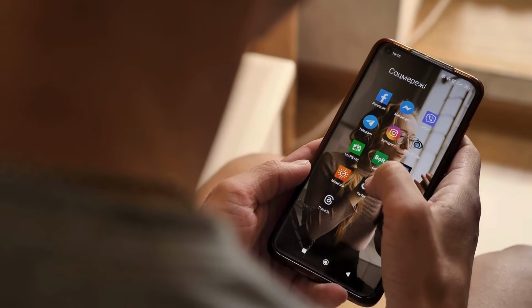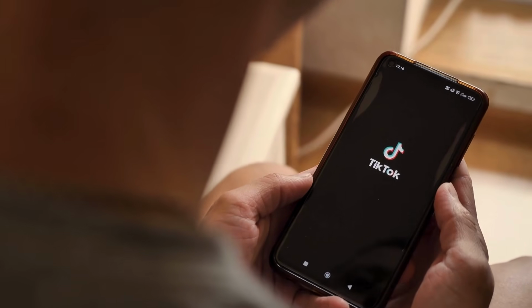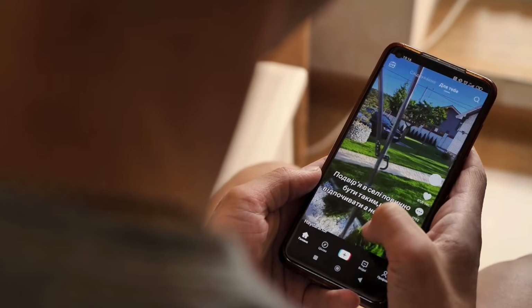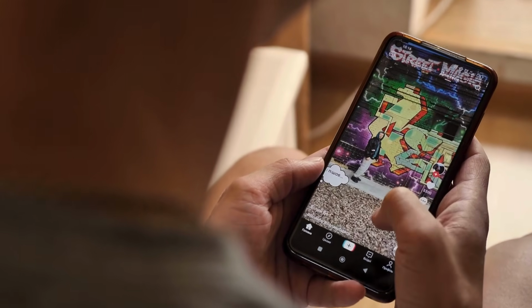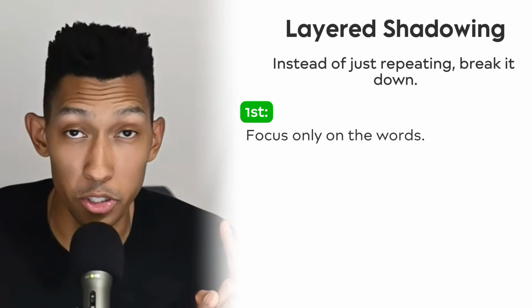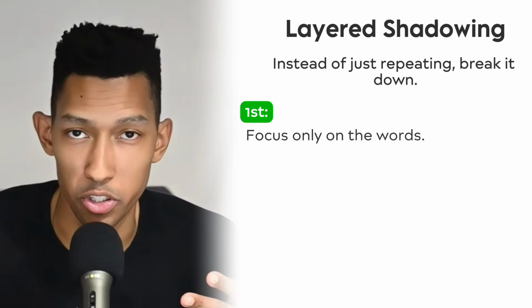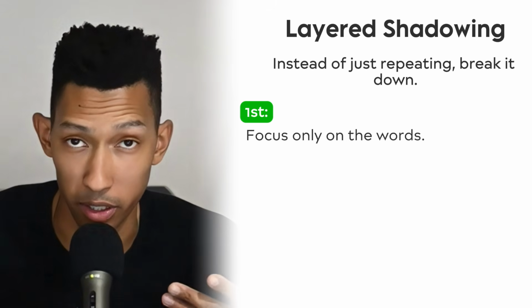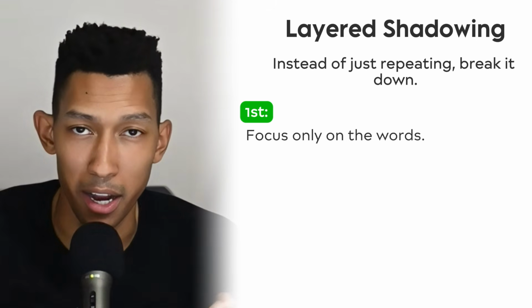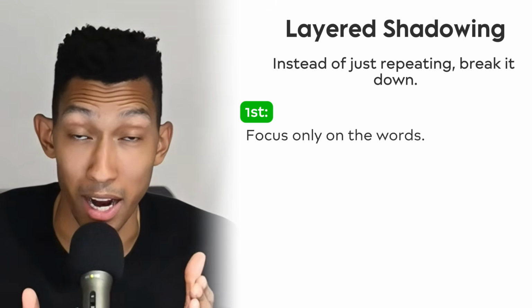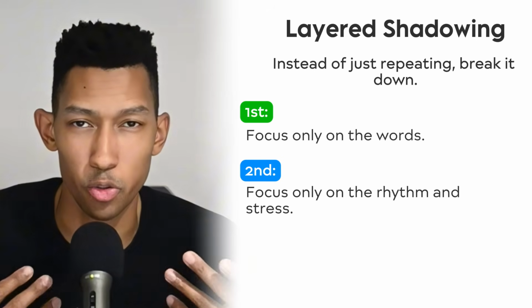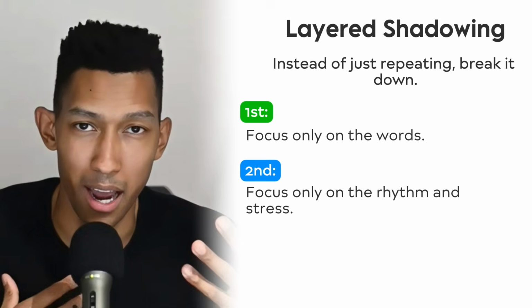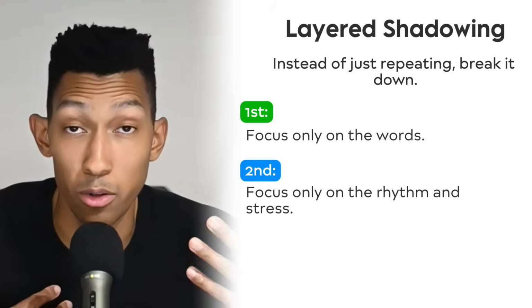So find a clip or a video on any social media platform of your choice. It could be a YouTube short or whatever it is, and listen to it a few times. The first time you listen, just focus on the words that they are using. Focus on identifying specifically what words they're actually using. And then the second time you listen, focus more on the stress and the rhythm in how they're using the words and how they're pronouncing the words.